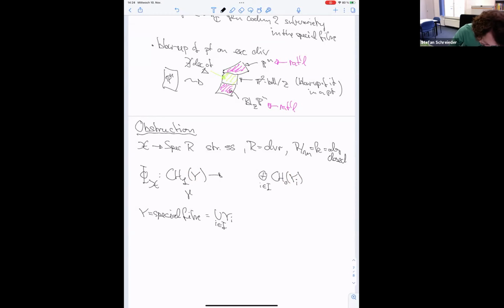So if we have a 1 cycle on Y, this special fiber sits inside the total space. So we can push it forward, and then we have a 1 cycle on the total space. But each component of the special fiber is a Cartier divisor, so we can restrict this 1 cycle to the Cartier divisor and get a 0 cycle. So we get a map like that. So we have a 1 cycle in the special fiber, push it forward, restrict it to a component, get a 0 cycle.